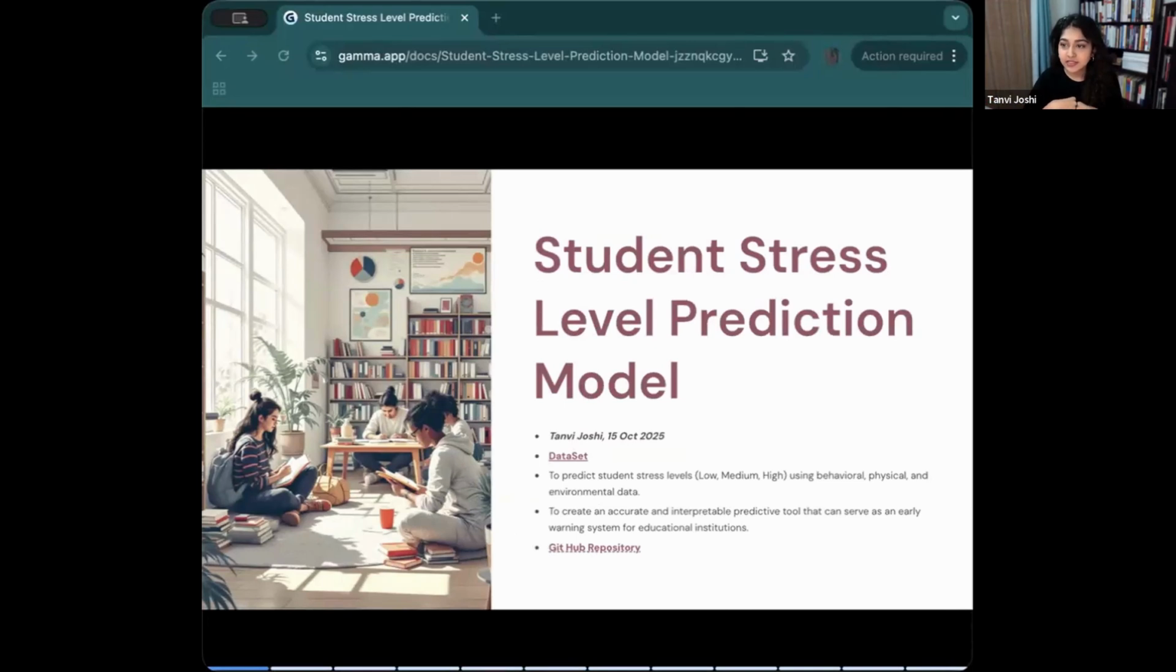I want to talk a little bit about something that's very close to my heart, which is the student stress level prediction model. As a student myself, I see this happening a lot around me. A lot of my friends, a lot of my juniors have faced extreme amounts of stress, may that be family level or personal or whatever that is.